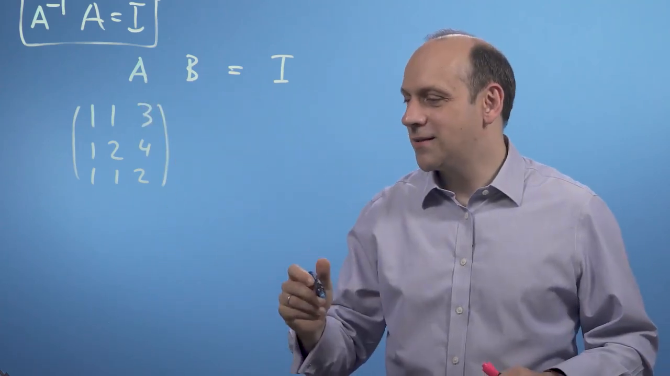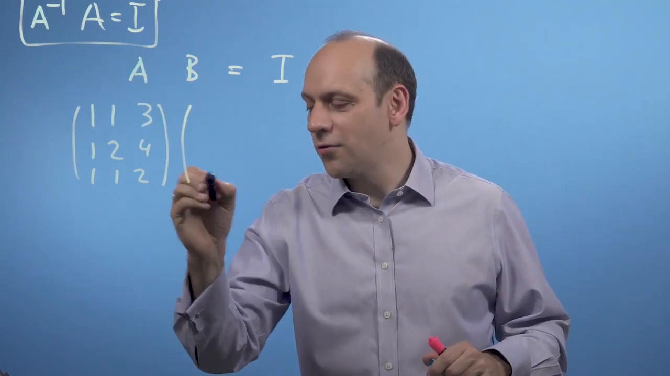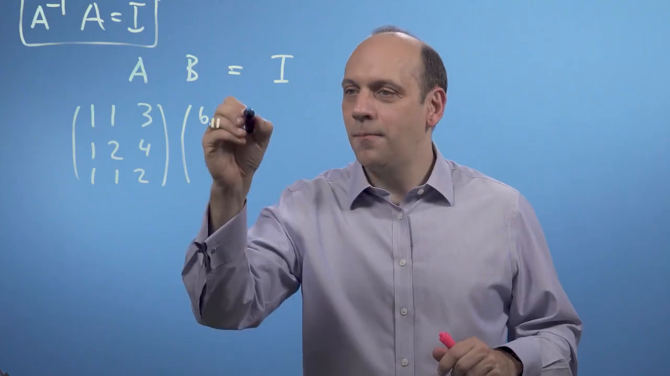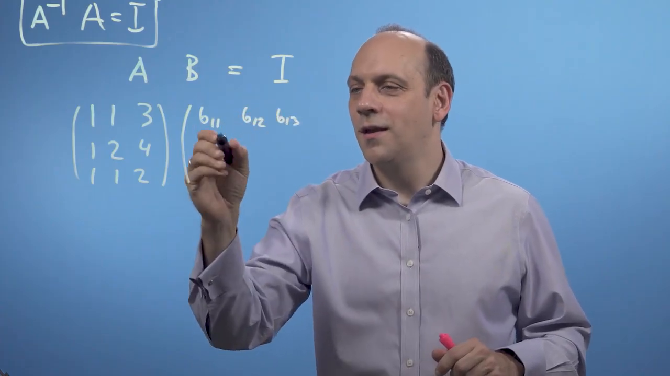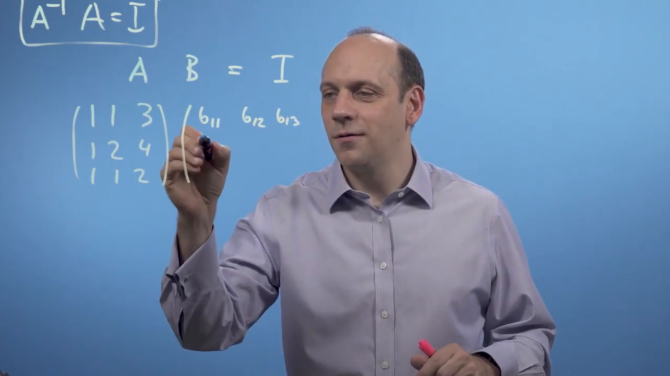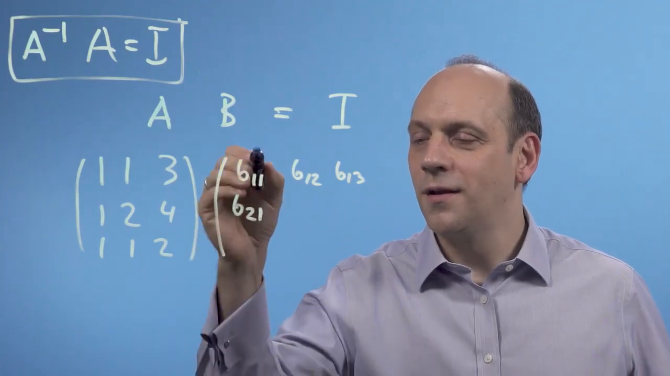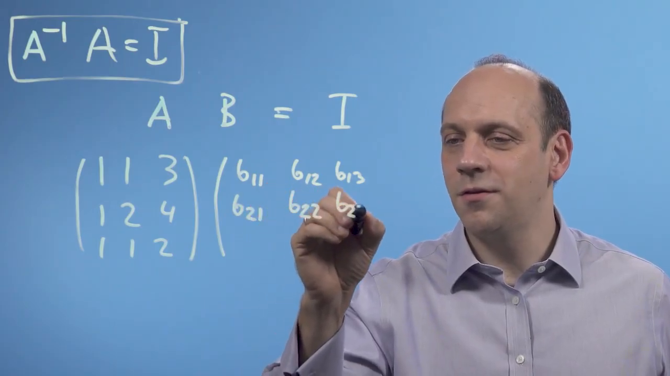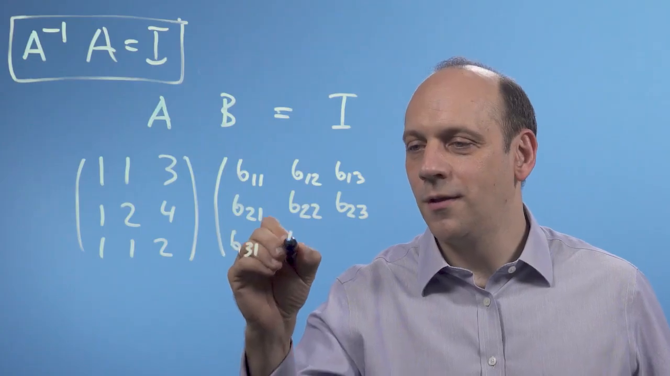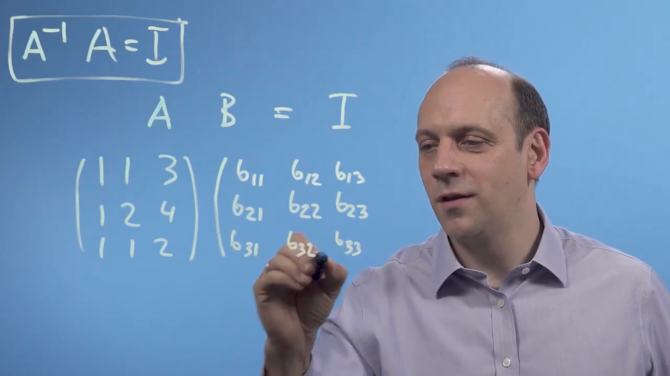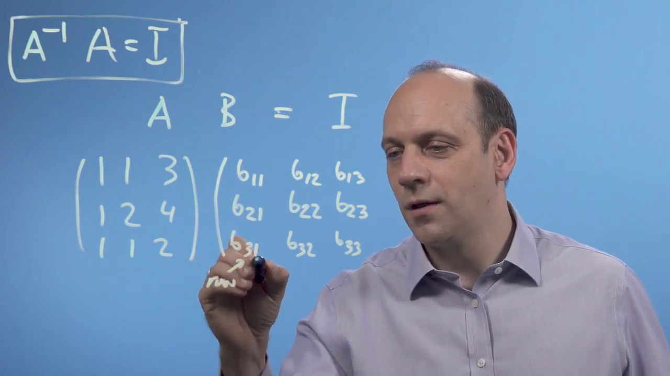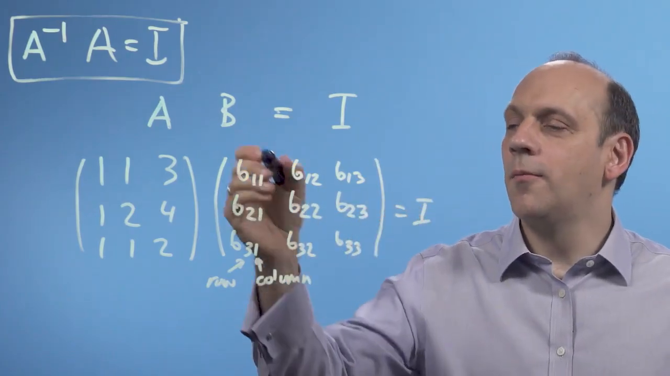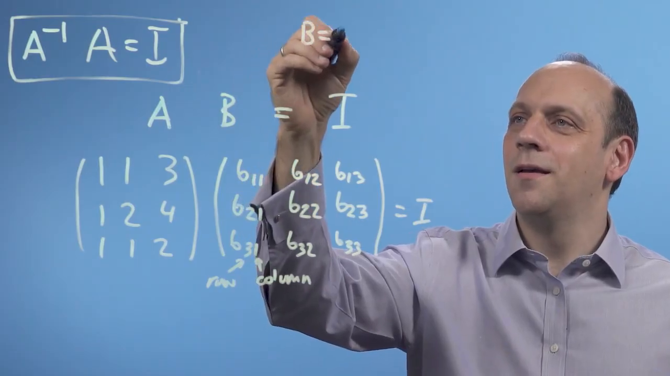And B here, I'm going to actually introduce some notation. I'm going to call B composed of elements B11, B12, B13, where the first digit represents the row. So then I'll have B21. The second digit represents the column. So this would then be B22, and this one would be B row 2, column 3. I'll have B31, B32, B33. So that's the row, and that's the column. Equals I.